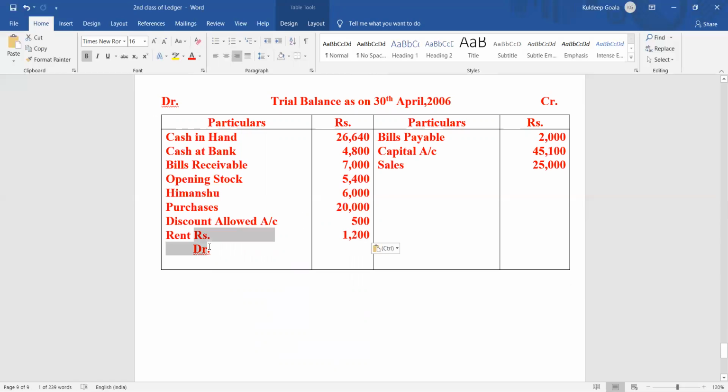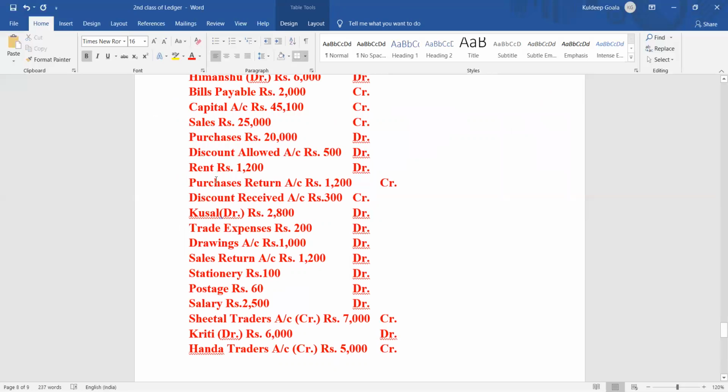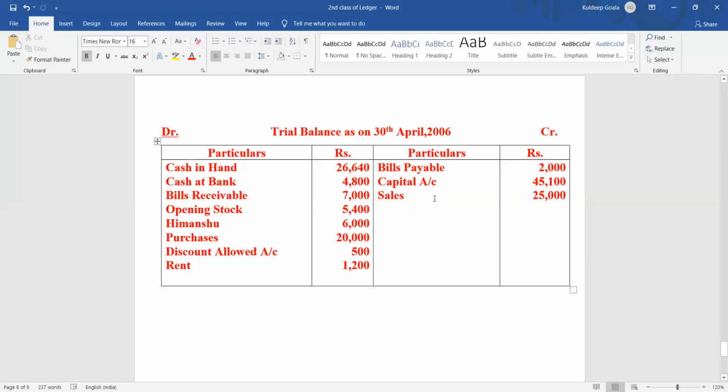So this is your rent. Okay, after that, up to rent we have finished. Then comes what is the next one? Purchase return account, discount received account. So credit ones only I am taking first. So purchase return and discount received. So we will go in the credit side.